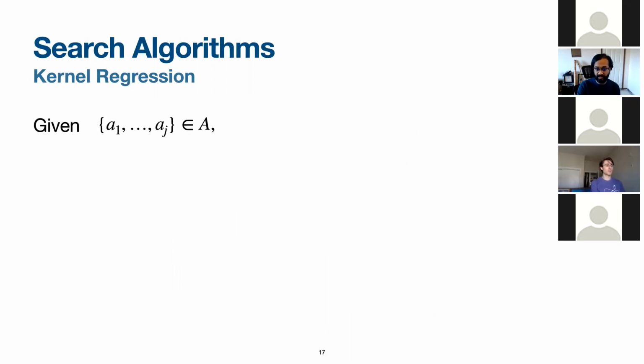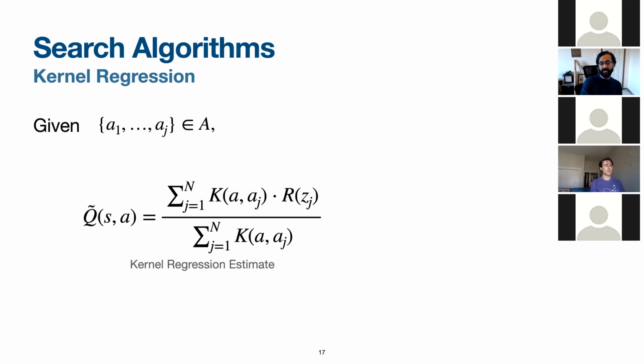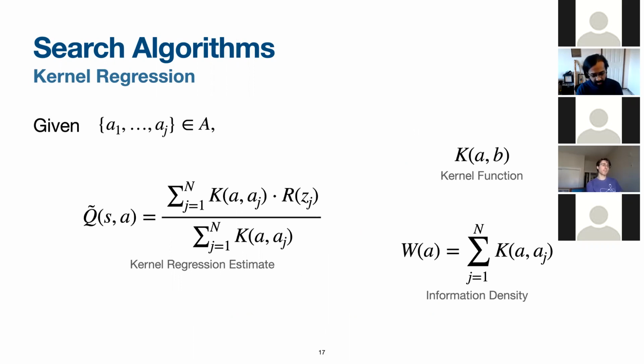So given a set of J actions and J observations, we can predict the value of any action A using the kernel regression estimate. The kernel function is a notion of distance between two actions, and W of A is the amount of information we have about a single action.